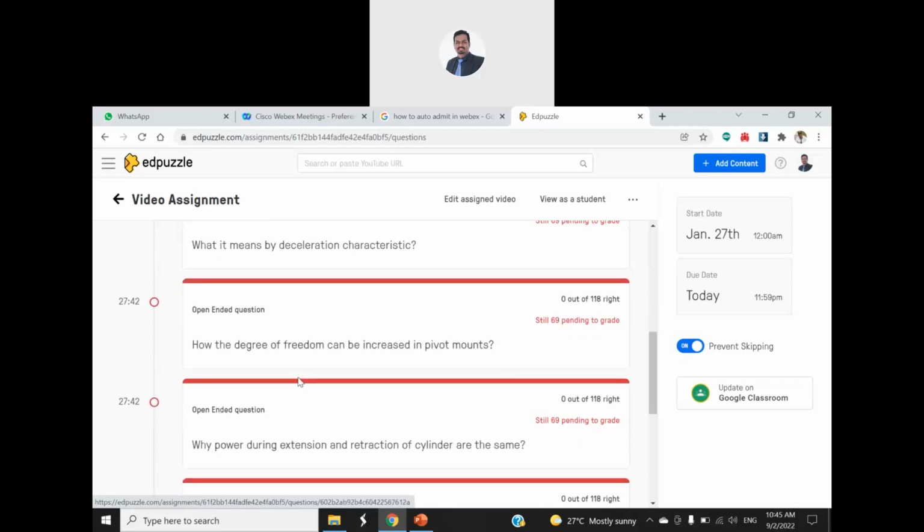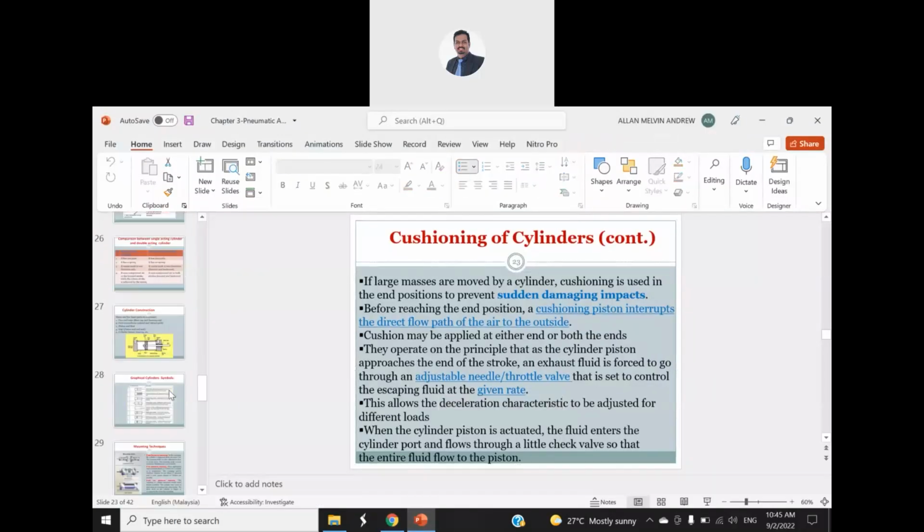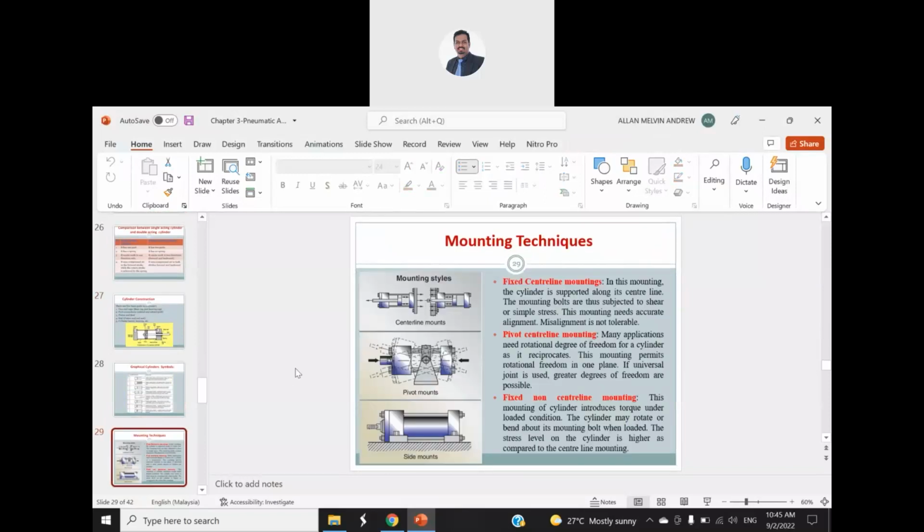Understood, sir. Okay. Then we move to the third question: how the degree of freedom can be increased in pivot mounts. Okay, so this is on the mounting. A pivot mount. So you are putting the pin at the center of the body, so it can move upward and downward. Okay, so this is actually 2 degrees of freedom. 2 degrees of freedom means it moves up or downward.